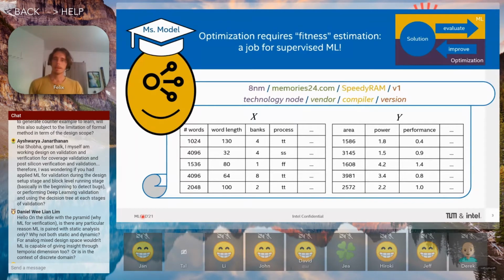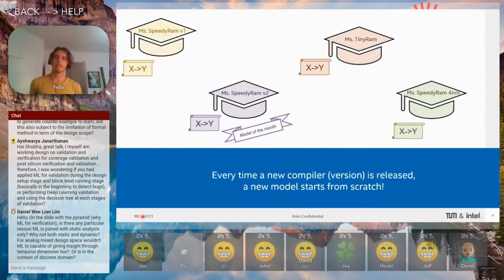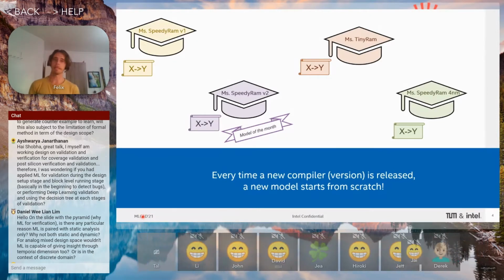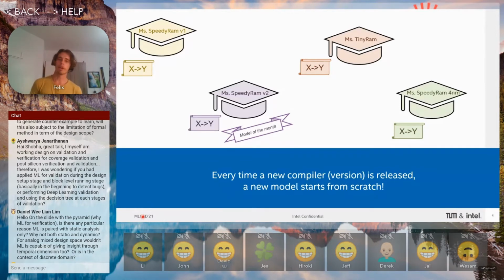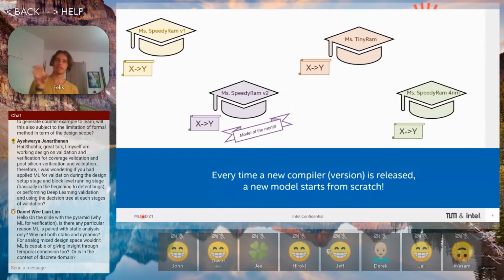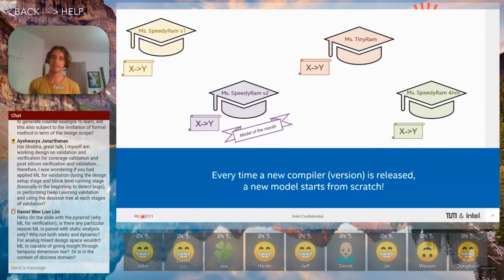So Miss Model is not a single person. Miss Model actually are many different people. And the reason for that is that every time a new compiler or compiler version is released, a new Miss Model starts learning from scratch. So you see here we have many different x to y mapping data sets, and each of them is studied by a different model. And this is the current status quo that we have.